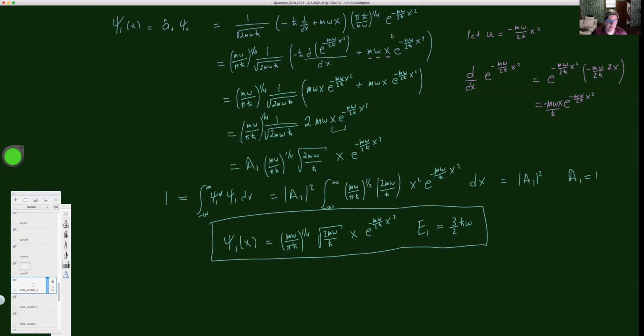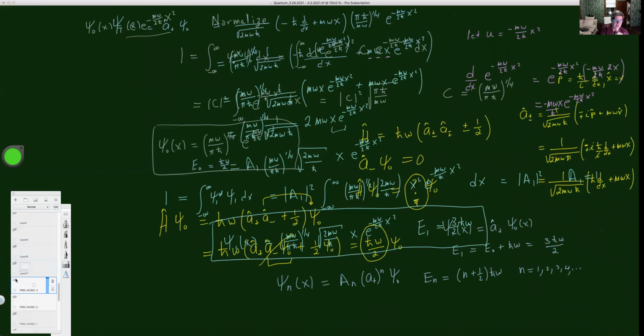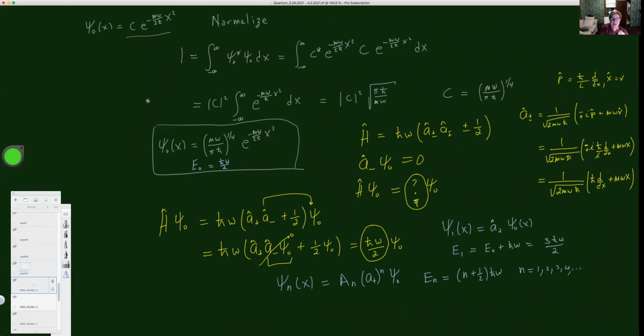Hey everybody, we are continuing on where we left off. Remember, what we did last time was we derived the first state, the ground state. Right here we're showing the first excited state, so let me get to the previous slide. There we go. And we found the normalized ground state here of the quantum harmonic oscillator.